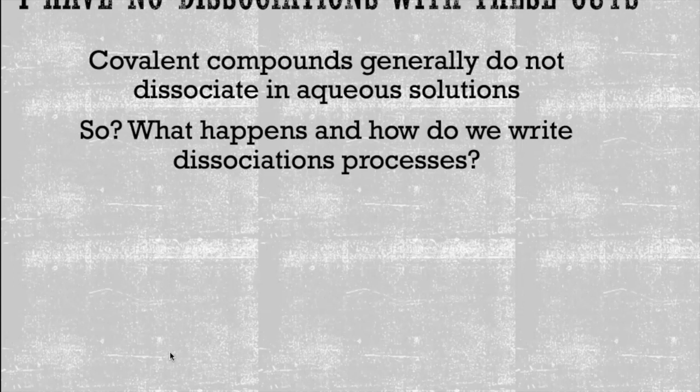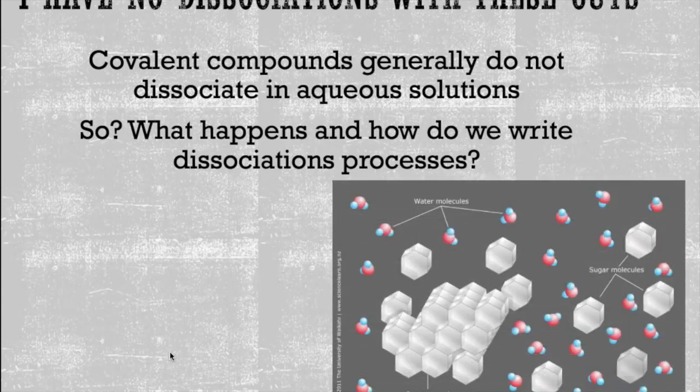So what happens with covalent bonds? I've already said before that generally covalent bonds don't dissociate in aqueous solution. So what does happen, and how do we write that dissociation process? Here is sugar. This is the sugar that you will mix your tea with, the sugar that you add into drinks and other things. It's in a crystalline form shown here in my diagram, shown by the white crystals, and then the water molecules are surrounding.